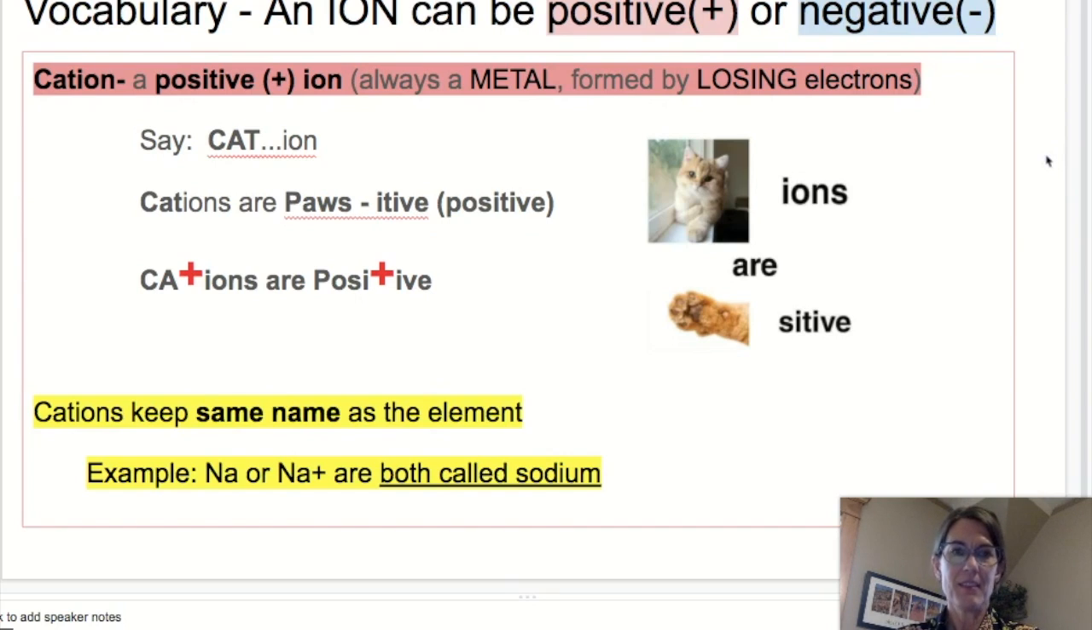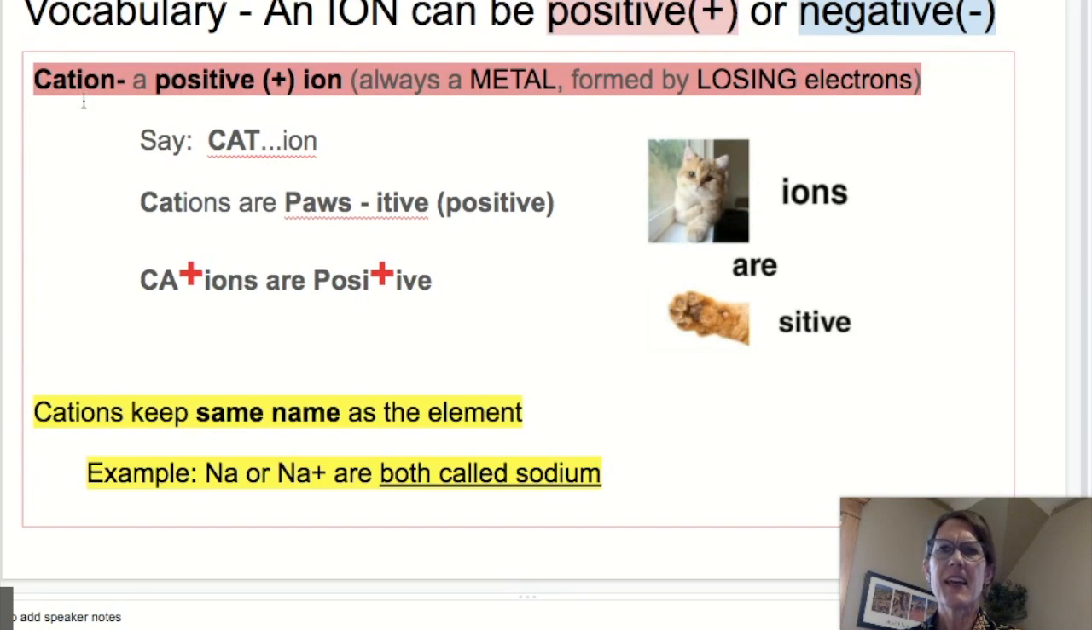Our next slide, we're going to get a little more detailed because since there are 2 kinds of ions, positive or negative, we have different words for those. So, vocabulary, an ion can be either positive or negative. And here again, I'm using pink for positive and blue for negative. And the word for a positive ion is cation.